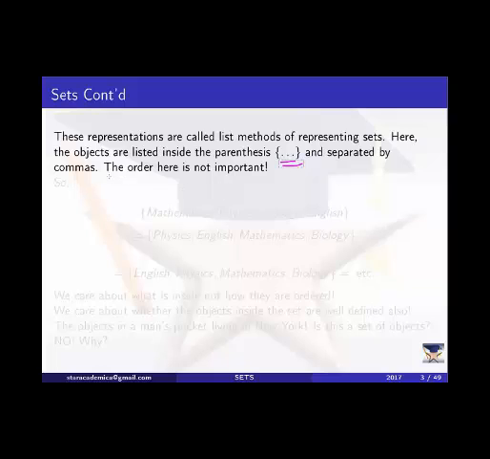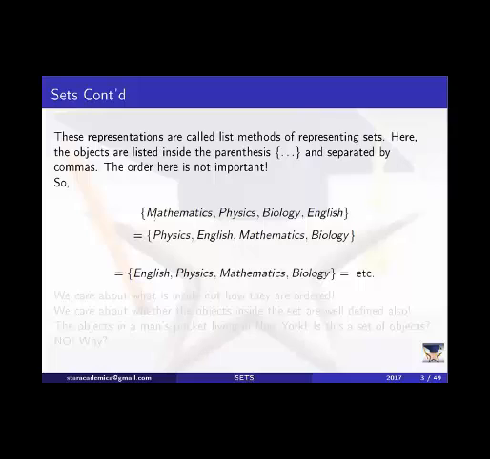An important question is, does the order matter when listing the elements inside the set? And the answer is no. For example, we have mathematics, physics, biology, and English as the members of the set. One could reorder them, for example, physics, English, mathematics, biology, or English, physics, mathematics, biology. We have plenty of ways of listing them. However, they are all the same because the order does not matter.